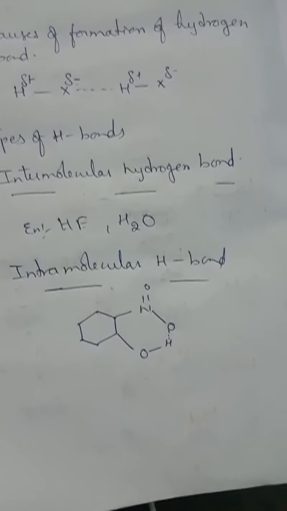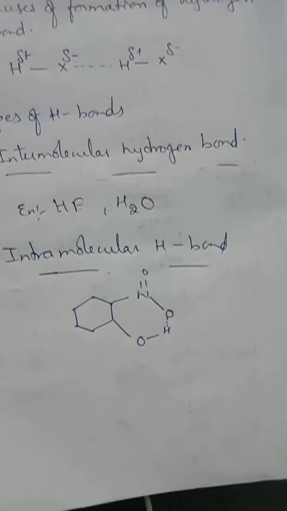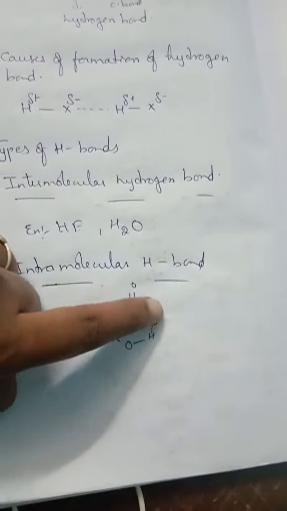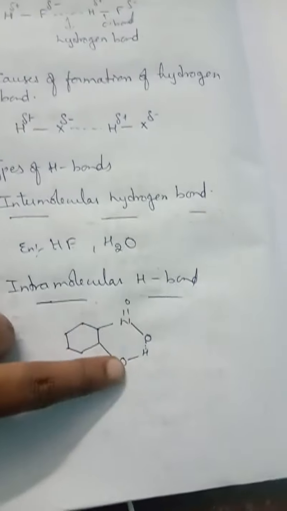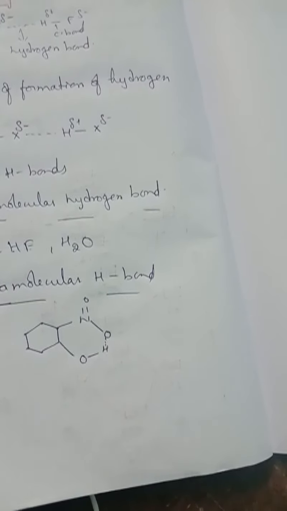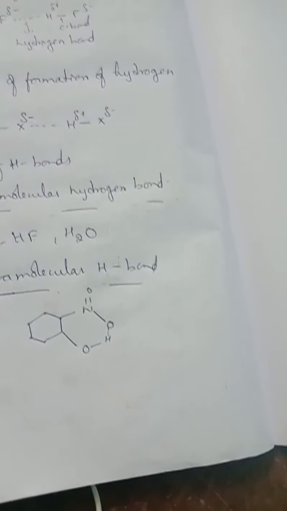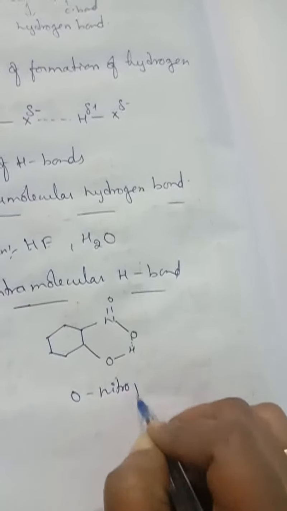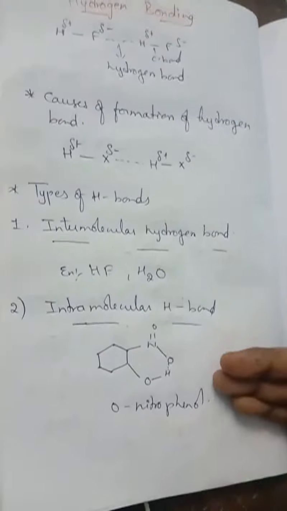So this is called orthonitrophenol. Here hydrogen is present between two highly electronegative atoms. So intramolecular hydrogen bond is formed when a hydrogen atom is present between two highly electronegative atoms. Example is orthonitrophenol. So these are the two types of hydrogen bonds, and this is about hydrogen bonding.